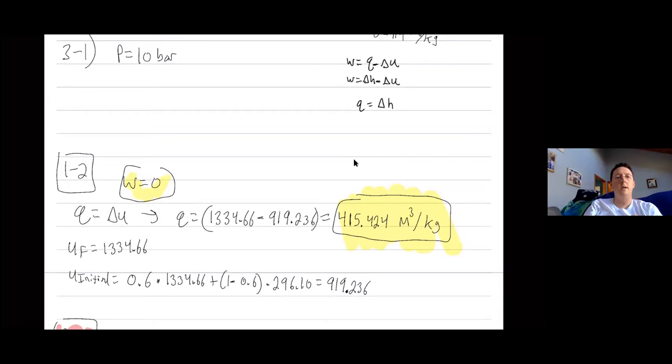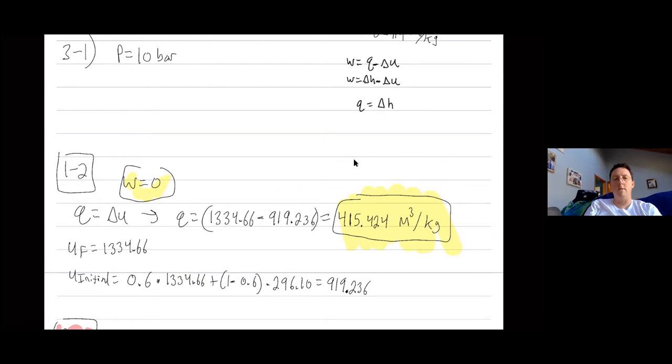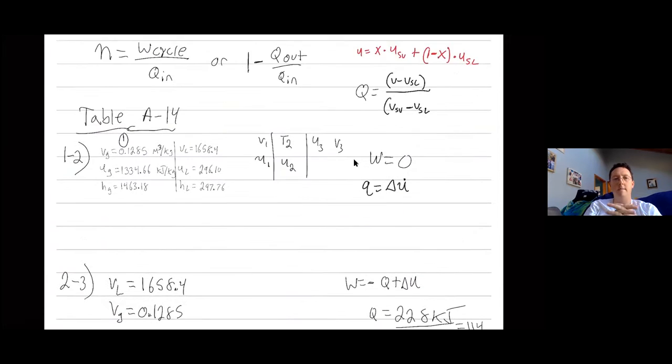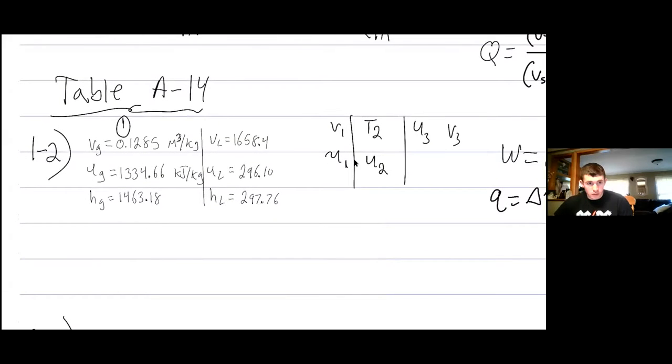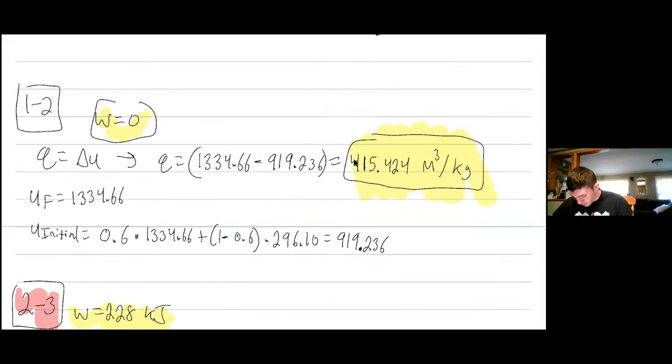How did you find the specific volume, and how did you find the internal energy? The table. I went to table A14 and then went to 10 bar. Right, and so you needed to look up the saturated liquid and saturated vapor numbers to do that, right? Yeah. And then after I got those actual values, I multiplied them by that quality formula to find them inside the saturation curve. Yep, that's right.